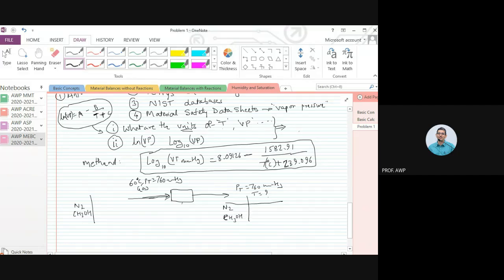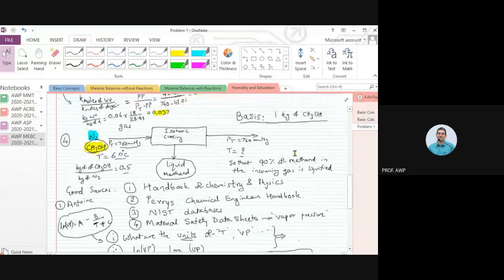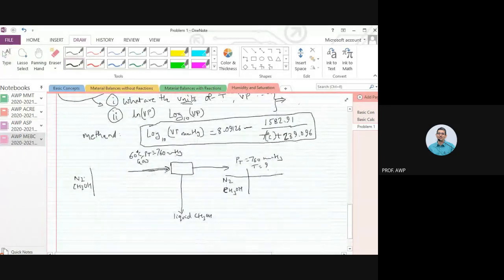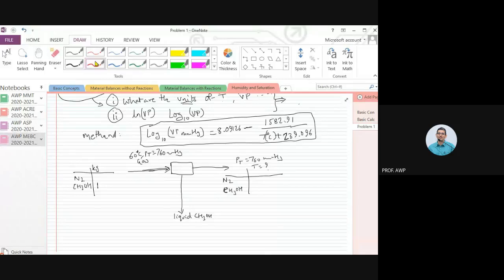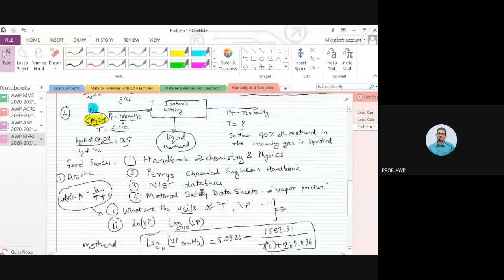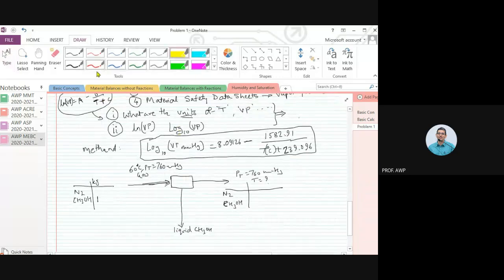Then liquid methanol is going to condense out, and we are going to separate that liquid methanol. So if our basis is 1 kg of methanol in the incoming gas, let us write this in terms of kgs. I have 1 kg of methanol, that is my basis. And what are we told? We are told that kgs of methanol in the incoming gas per kg of nitrogen is 0.5. That means the kgs of nitrogen coming in would be 2 kgs.